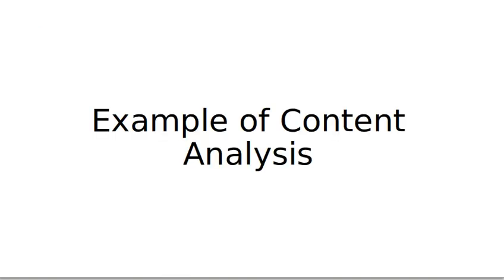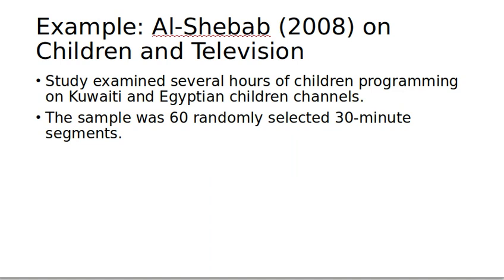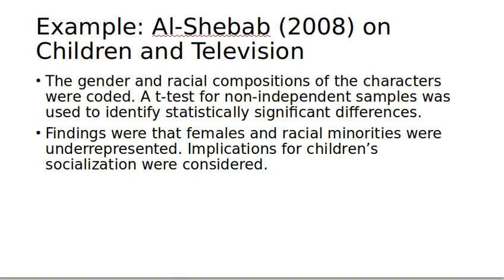Here's an example of a content analysis. Al-Shebab did a content analysis of children and television. The way she did that was by looking at several hours of programming on Kuwaiti and Egyptian children channels. She did 60 randomly selected 30-minute segments on these channels of coding. And she kept track of the gender and racial composition of the key characters, and then used a t-test for independent samples to identify any statistically significant differences.